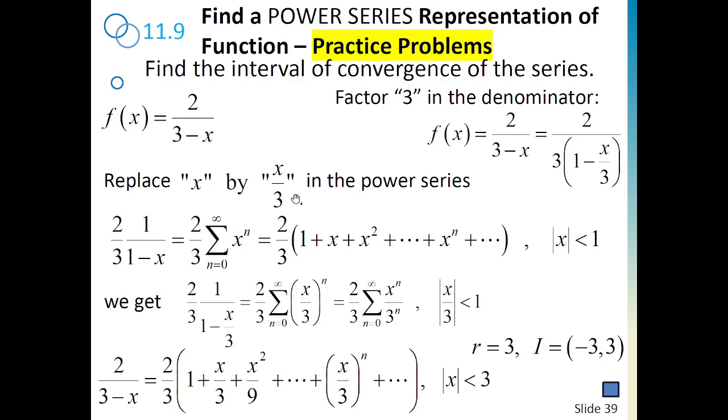At 3, the function is not defined, so equality is not holding. At minus 3, the series is divergent, so the equality doesn't hold. So really, the interval of convergence is open minus 3, 3.